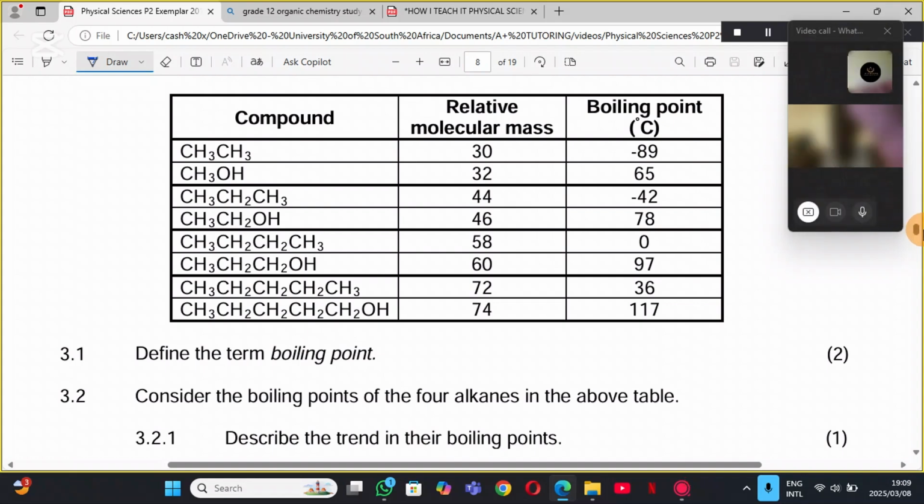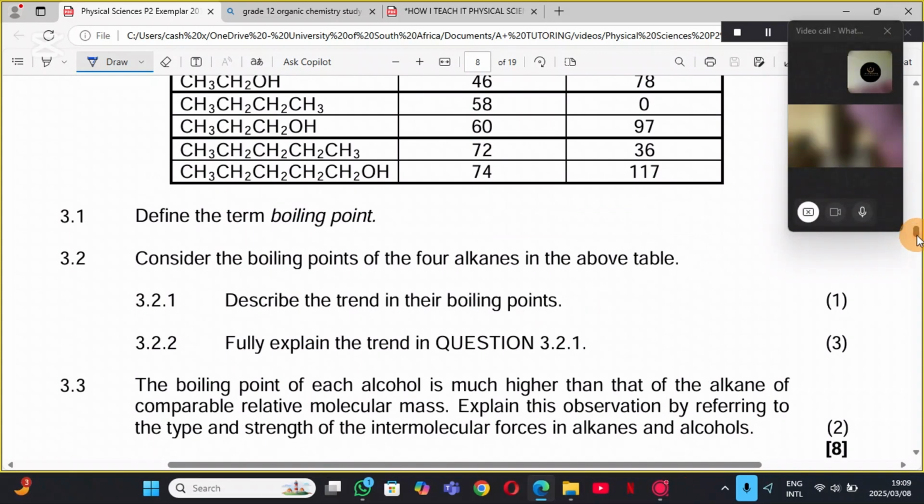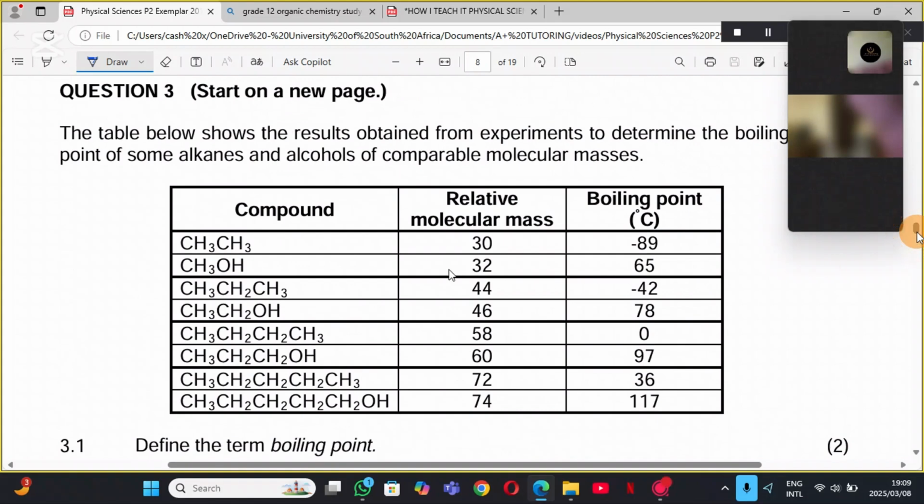So now let's try this question. Okay, so it says 3.2, describe the trend in their boiling points. Describe the trend in the boiling points. Here are the boiling points.